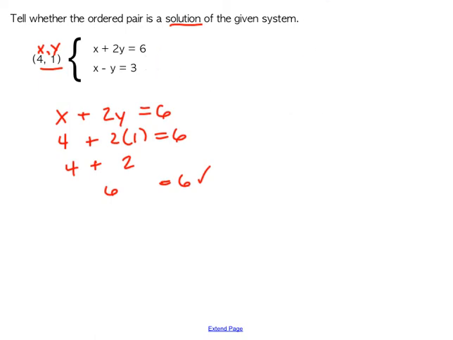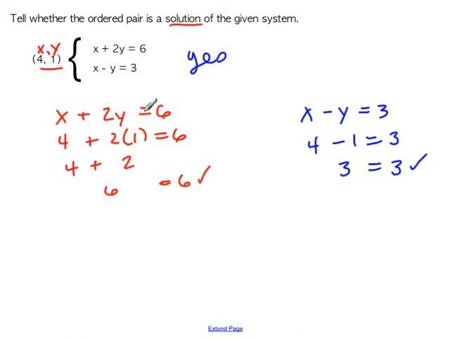So we still have to test it out with our second equation here, x minus y equals 3. So in this case, we're going to plug 4 in for x, 1 in for y, and we're going to see if it makes this statement true. 4 minus 1 equals 3. 3 equals 3, so that checks. So yes, this is a solution to the given system.